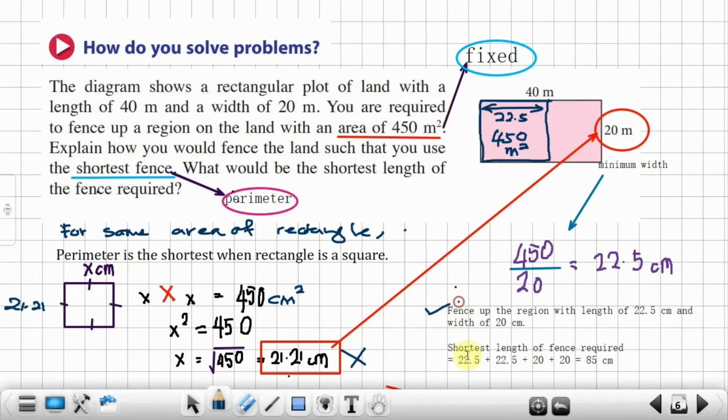Next, for the shortest length of fence required, you just need to find the perimeter. This length is 22.5 and the width is 20. So you need to sum up all the four sides: 22.5 plus 22.5 plus 20 plus 20 is equal to 85.